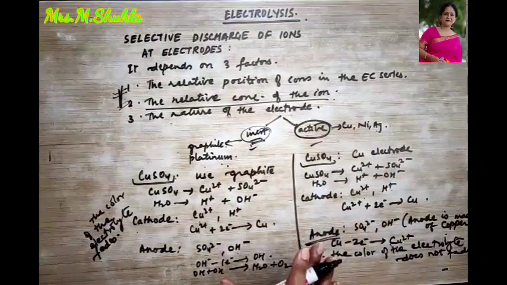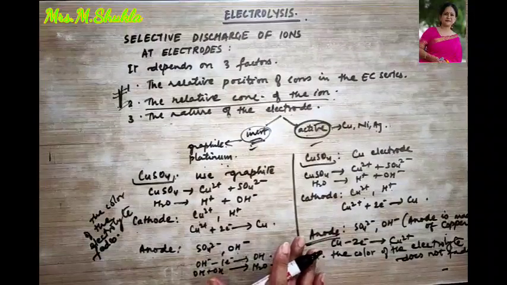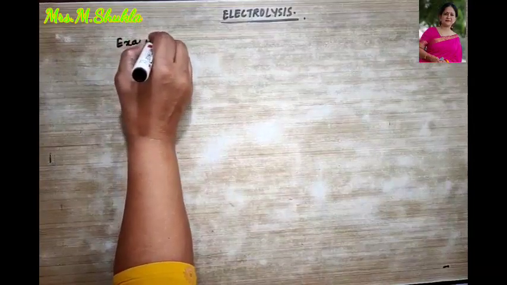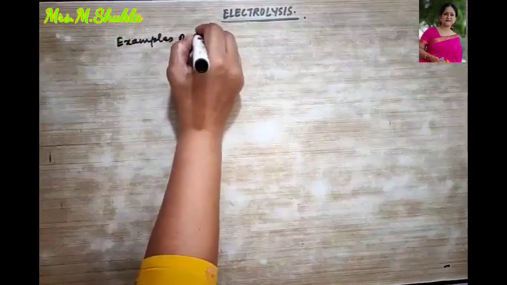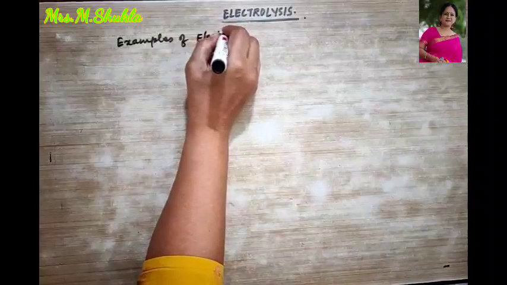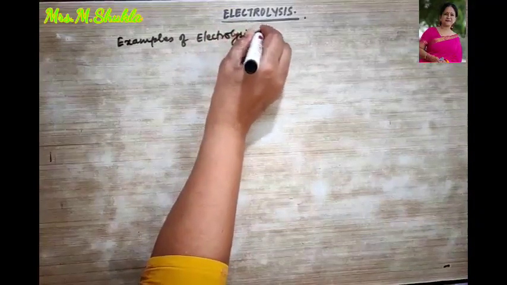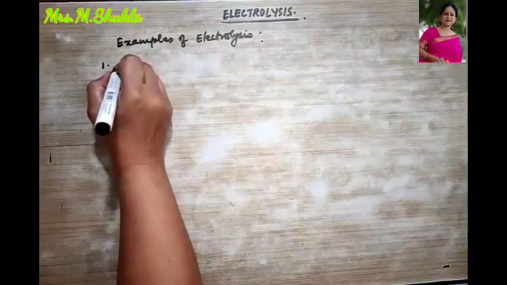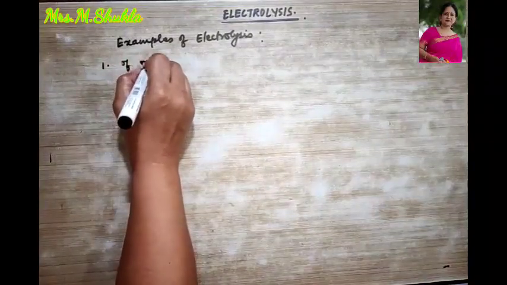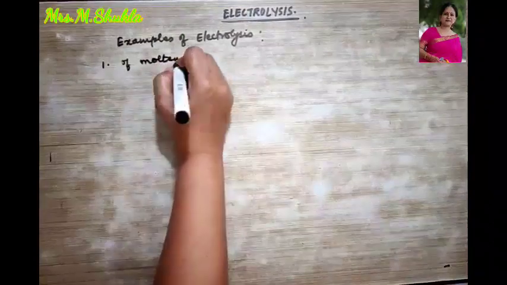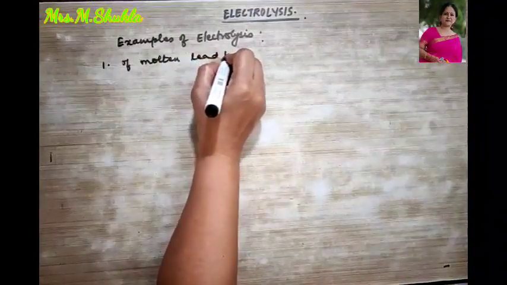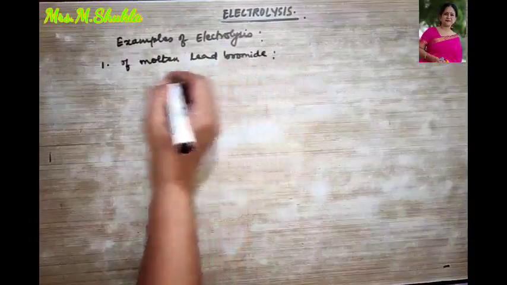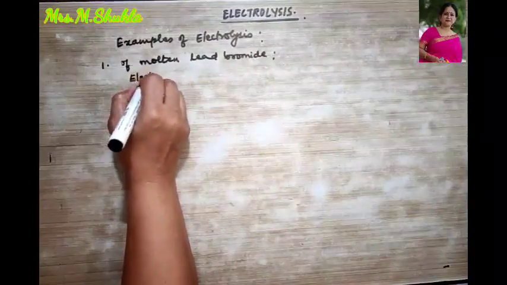Now some more examples of electrolysis. Okay, let us begin with some examples of electrolysis. So the first one could be the electrolysis of molten lead bromide. So over here, what is the electrolyte?